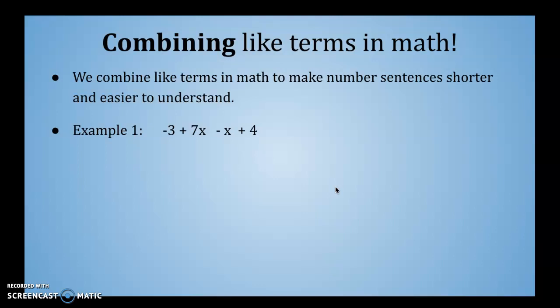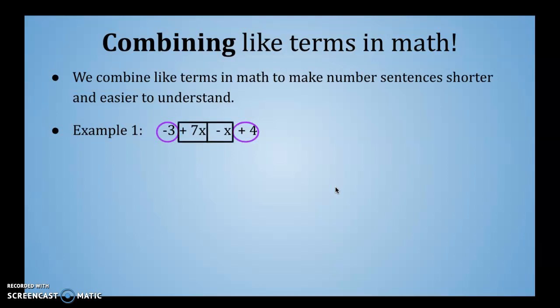What can we combine? And what we do, just like in the example before, is we group things that are the same. Burgers went with burgers, chicken went with chicken, fries went with fries, drinks went with drinks. So we're going to identify here what things can go together. For instance, notice the -3 and the +4, they don't have a variable. Those are just called constants. They're just plain old numbers that are in our number sentences. So it's kind of like burgers. They're the same kind of numbers. They have no variable attached. So we could combine those.